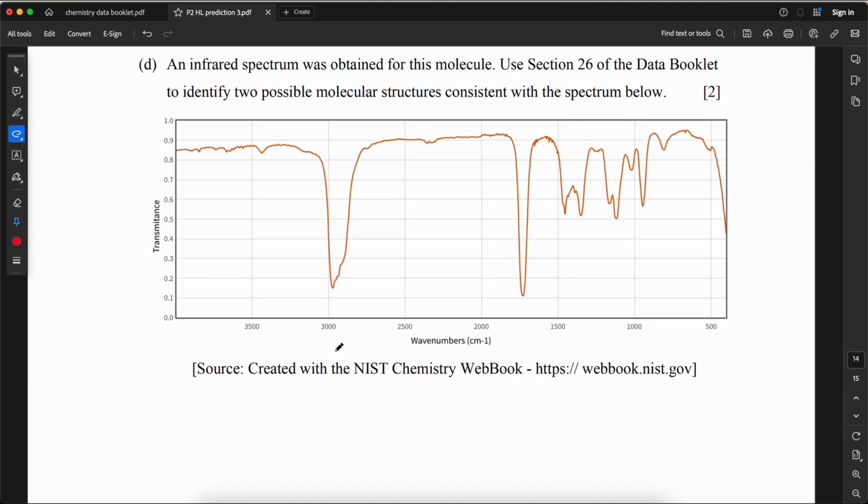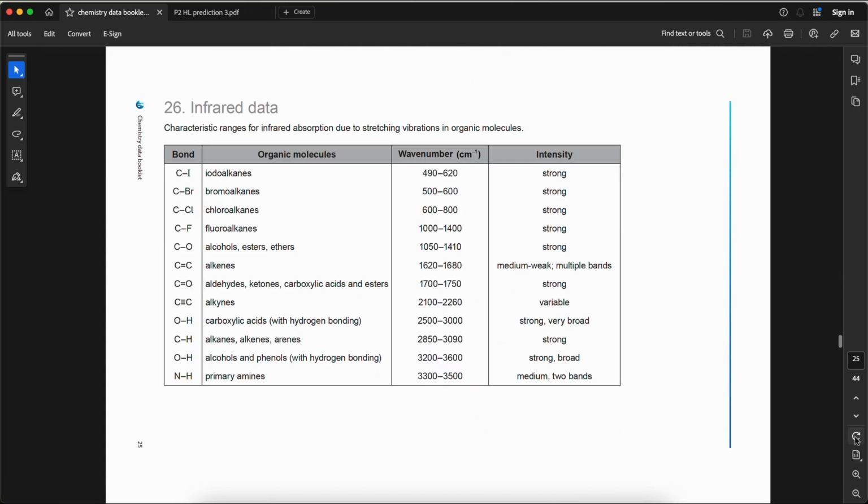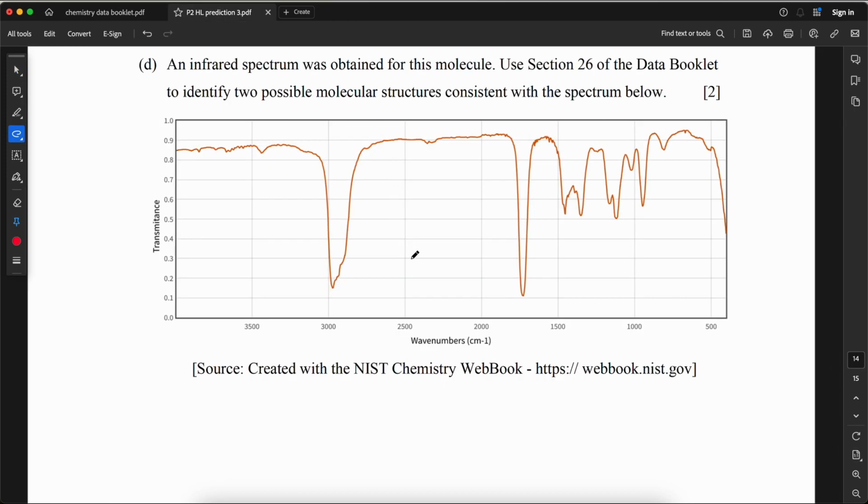An infrared spectrum was obtained for this molecule. Using section 26 of the data booklet, identify two possible molecular structures consistent with the spectrum below. So section 26, this one. So we know this would be a C double bond O. As we know, the formula is C5H10O, which is CnH2nO. So what about the structure? CnH2nO is the general formula of ketone and aldehyde.